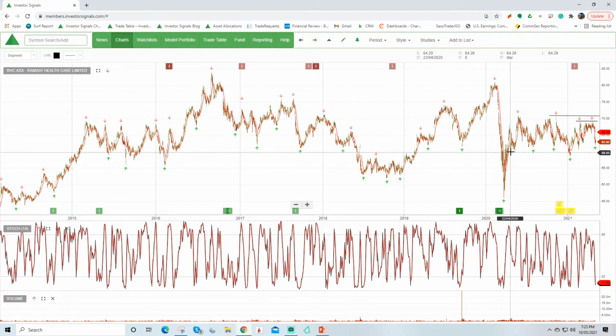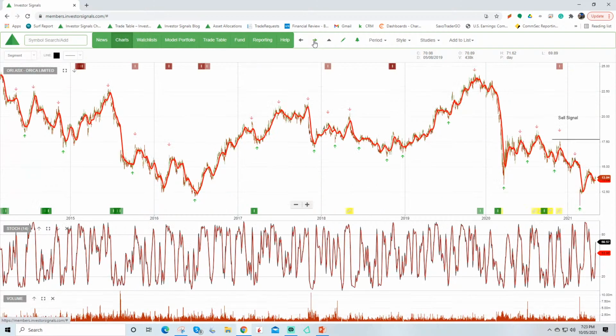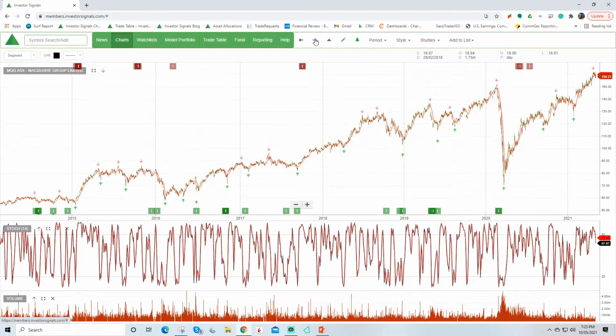Really see Ramsay tracking sideways, should find support at around that $60 and stay between that $60 to $70 price range. Ansell under sell conditions, so looking at overhead resistance at around $42. Orica under sell conditions, since that sell signal there at $17.50, the stock's continued to move lower. Dexus under sell, not doing much there.